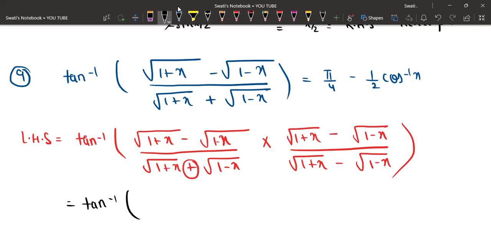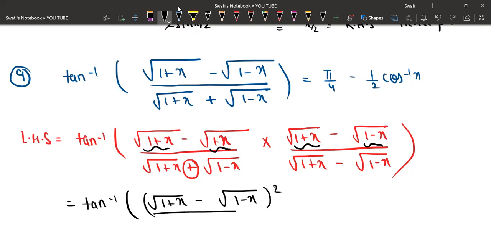Now you can see that in the numerator, we have a minus b into a minus b. We know that a minus b into a minus b is a minus b whole square, because here this is a, here this is a, here this is b, here this is b. So we can clearly write down this as a minus b whole square.